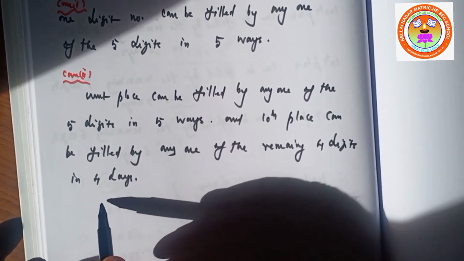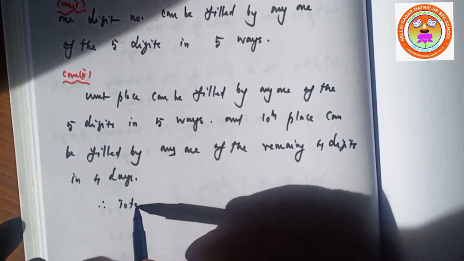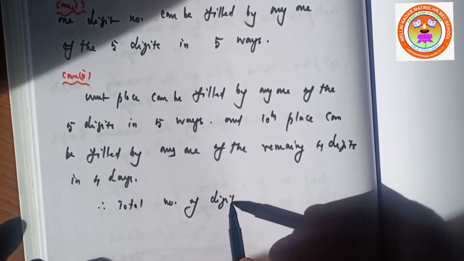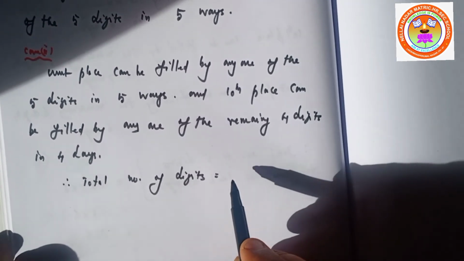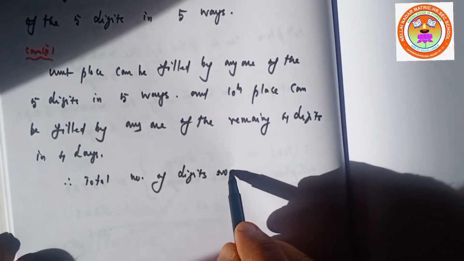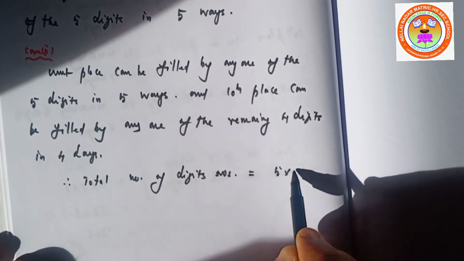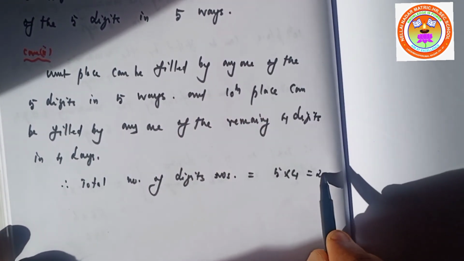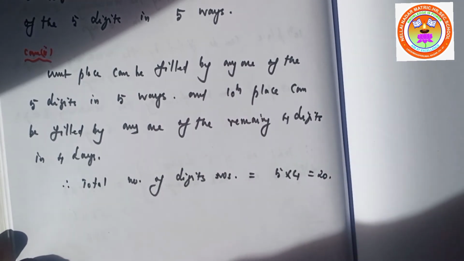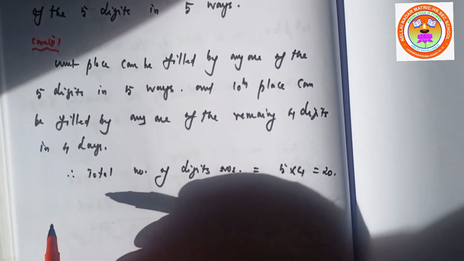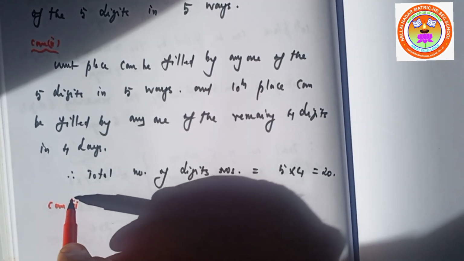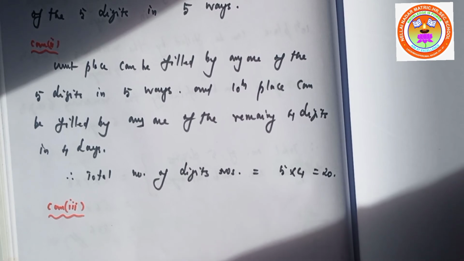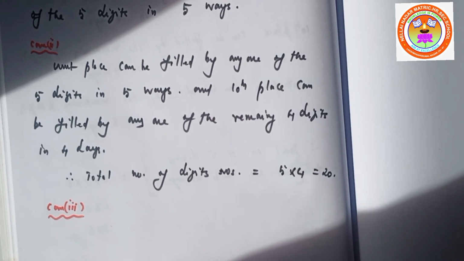So the total number of 2-digit numbers is equal to 5 into 4. Here 5 ways, here 4 ways, that is equal to 20. Now case number 3. That's the last case. Case number 3. In case number 3 we have unit place, 10th place and 100th place.